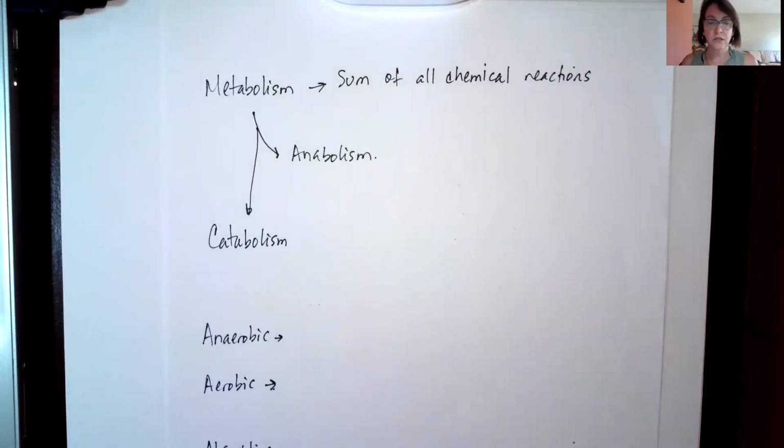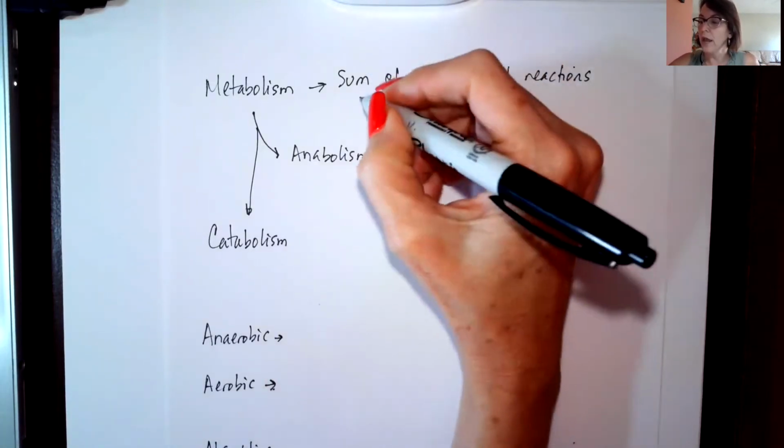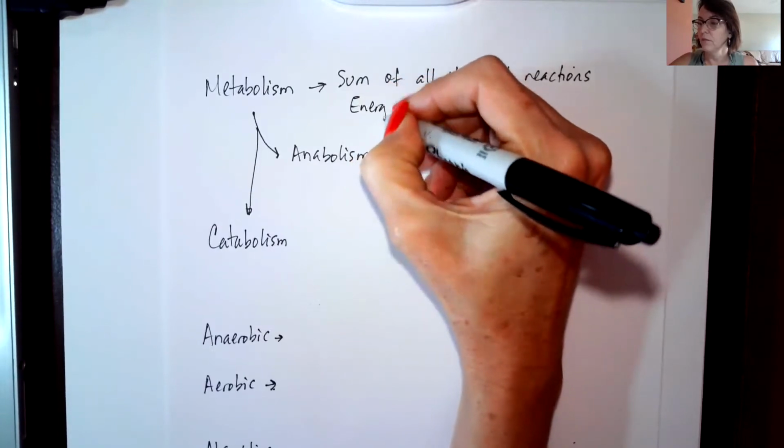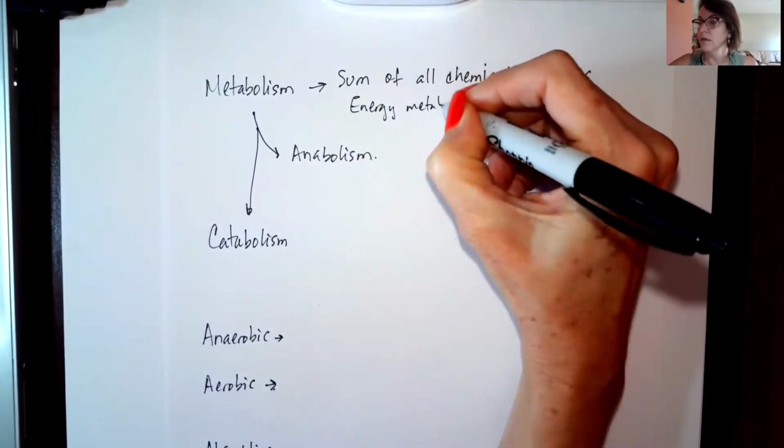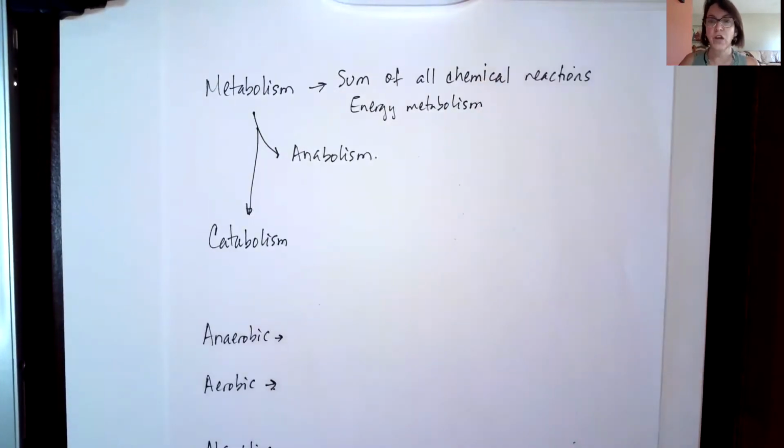Could be reactions that give us energy, which were the focus of Chapter A. Could be reactions just to synthesize new molecules. Could be reactions to remove toxic substances from our body. So the summary of all chemical reactions in our body is what we call metabolism. Part of these reactions provide us energy, meaning we get calories, and this is what we call energy metabolism. And this was the topic of Chapter A.